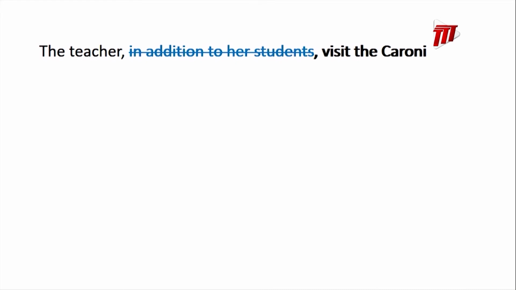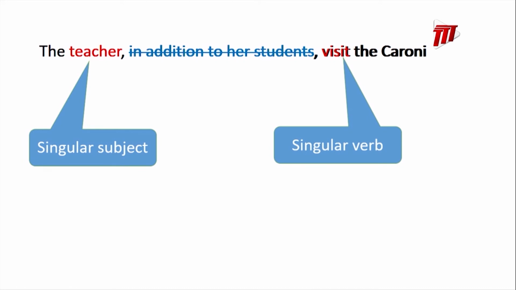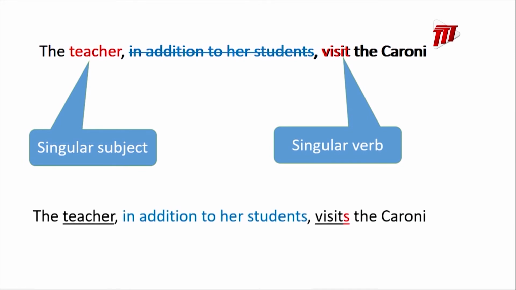What is the rule when we have a singular subject? How is the verb written when we have a singular subject? Do you remember? We have a singular subject. The verb must have an S. Yes. When you have a singular subject, the verb is written with an S. The teacher visits the colony.